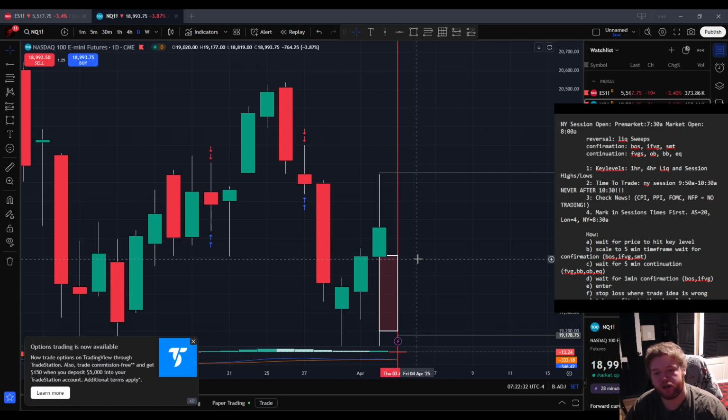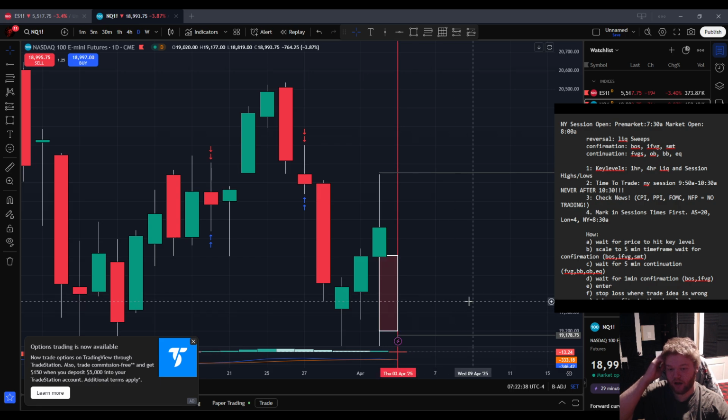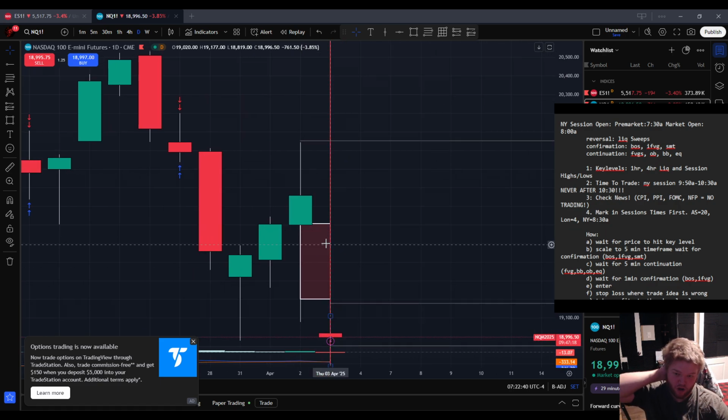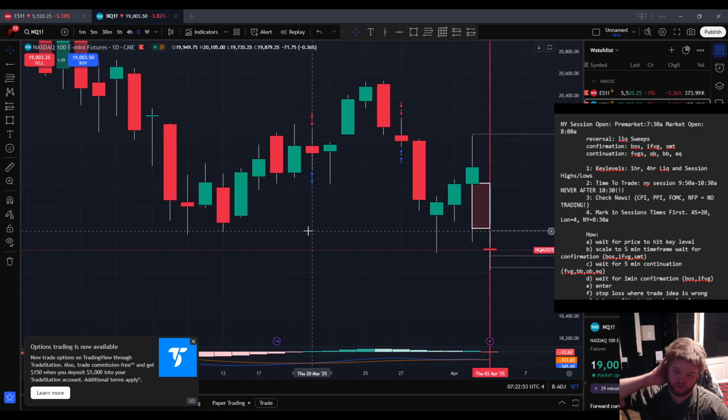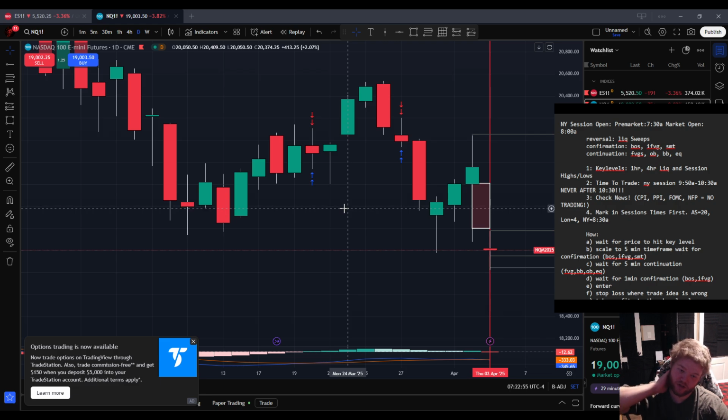This inverse fair value gap is a key level. So regardless of which line it hits, I am more inclined to take a trade off of this inverse fair value gap, this fair value gap that's currently displayed here. This fair value gap was respected, which means price should continue moving lower. At least for today, it should.